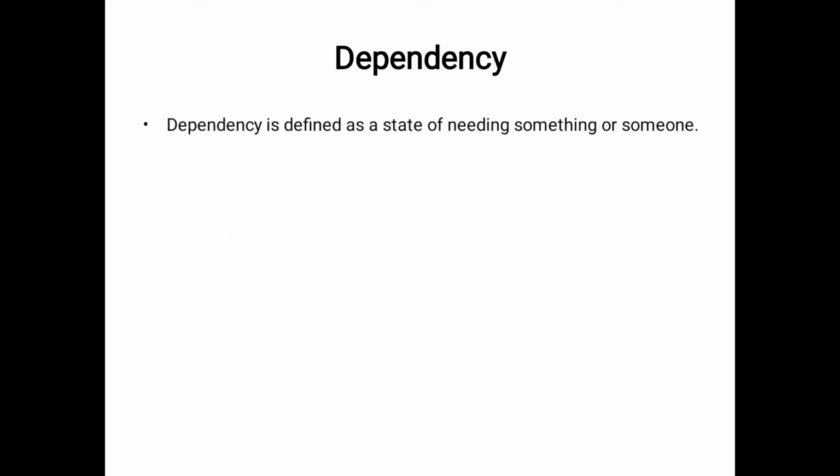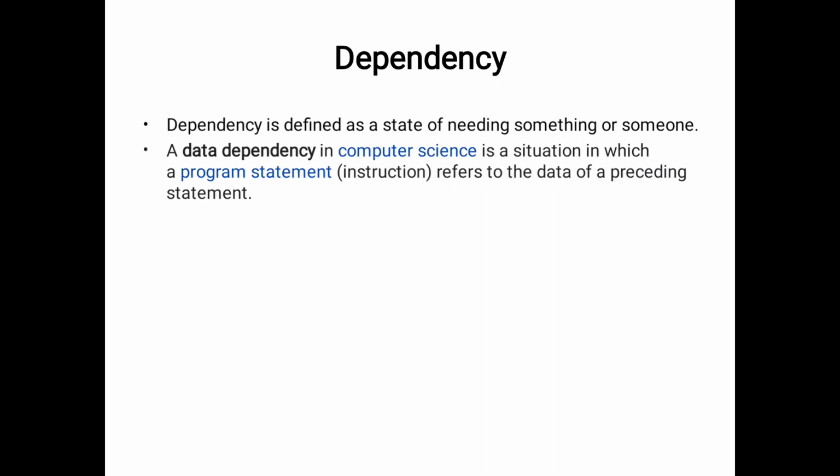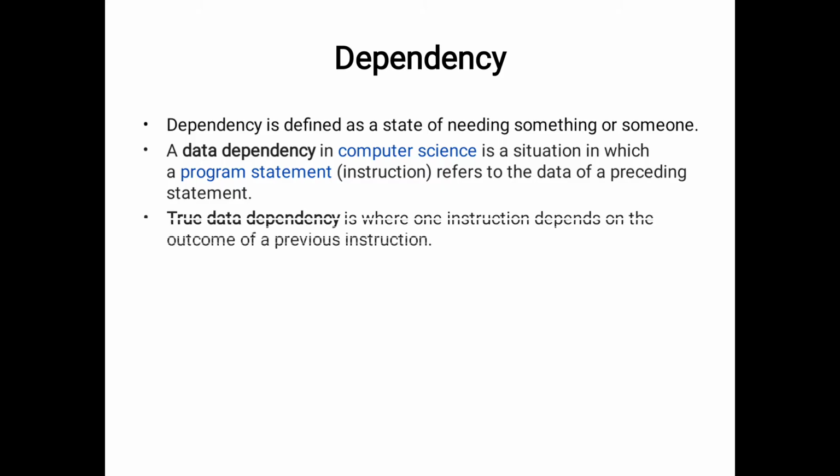Now we will see the meaning of dependency. Dependence means each and every son or daughter depends on the parents. Here also the same meaning. Dependency is defined as a state of needing something or someone. So that is the meaning of dependency. A data dependency in computer science is a situation in which a program statement refers to the data of a preceding statement.